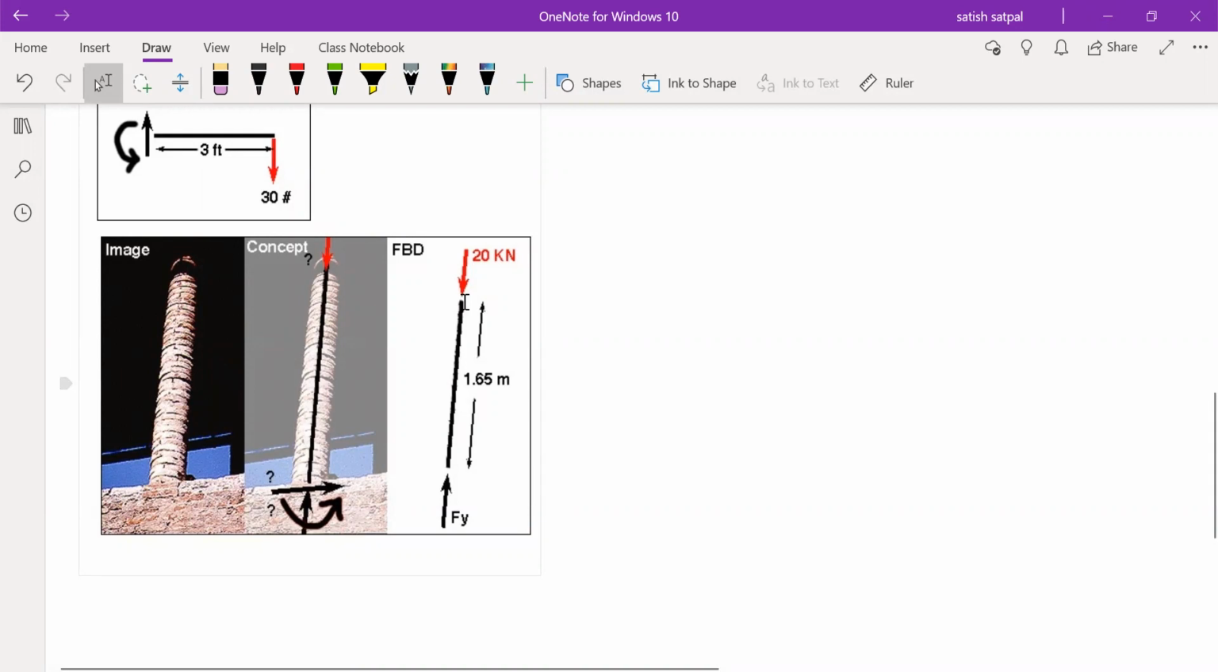That structure is represented by a line which is called a column. Now at the support here, see, only a vertical reaction is shown, because it is assumed that the load from the top is acting axially, correct? If the load is acting exactly through the axis, will there be a moment?